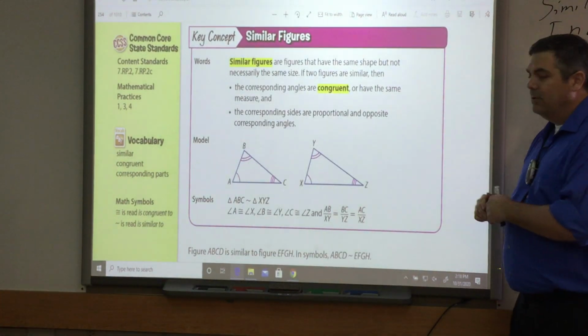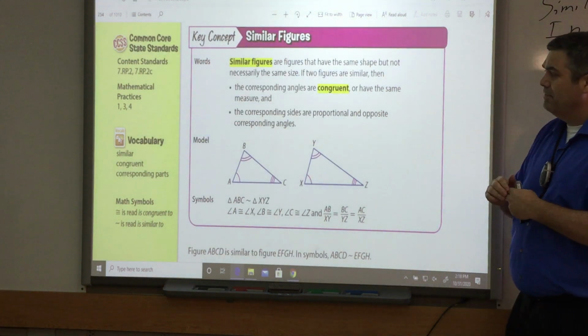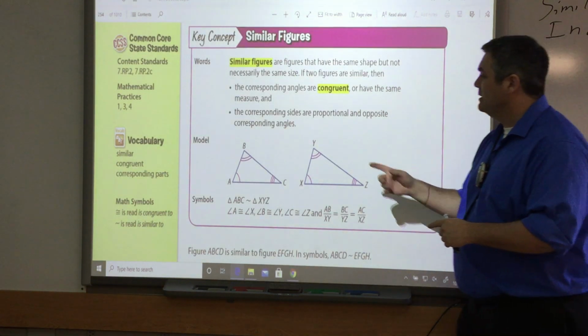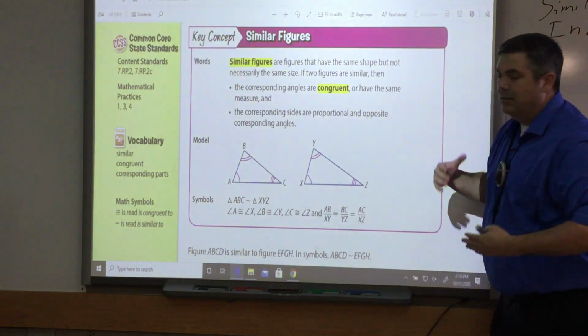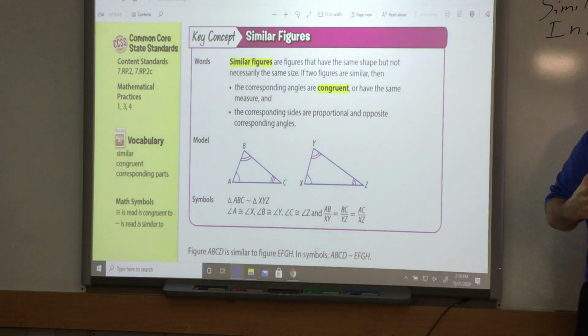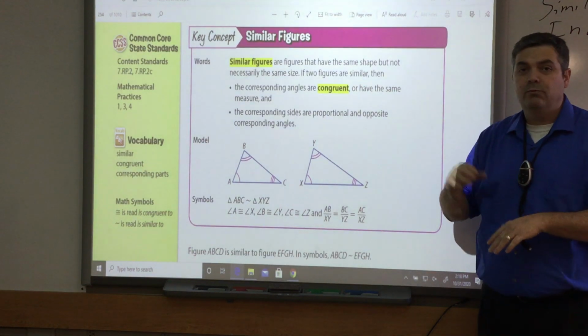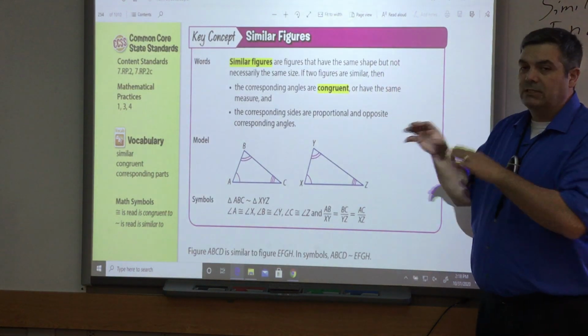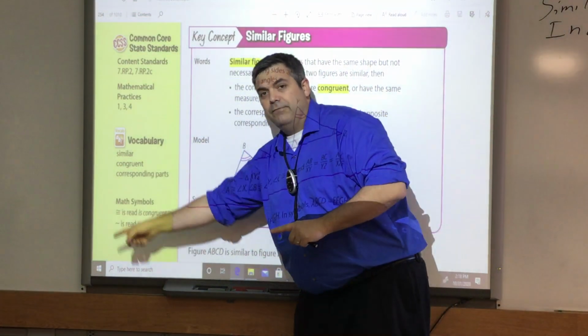If two figures are similar, then the corresponding angles are congruent, or have the same measure, and the corresponding sides are proportional and opposite corresponding angles. Guys, right here, those are your definitions that you need to know. Now, they have symbols that tell you, this is similar, this is congruent, and that's right over here in this little corner. Let you see that if you need to see it.